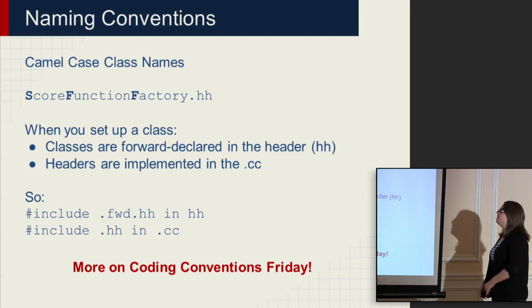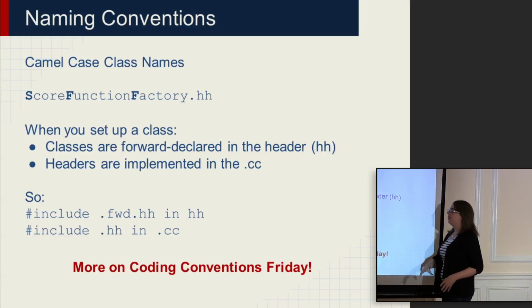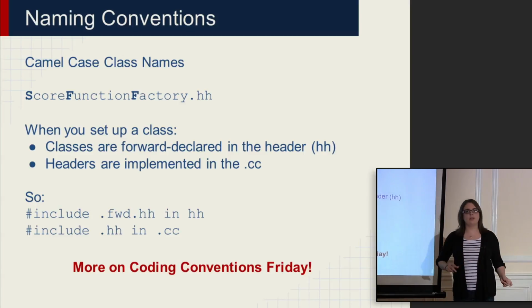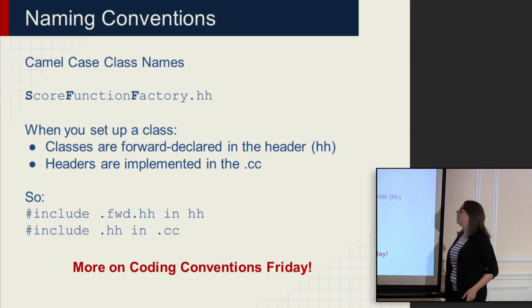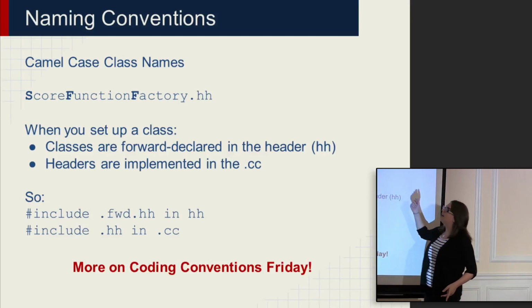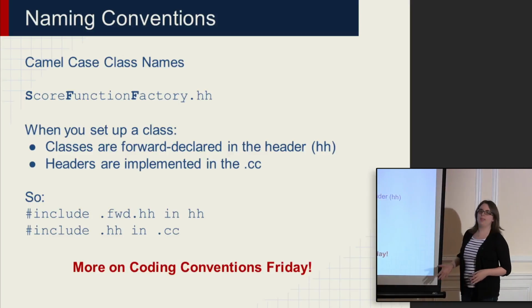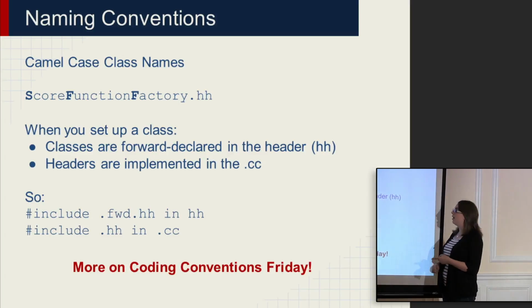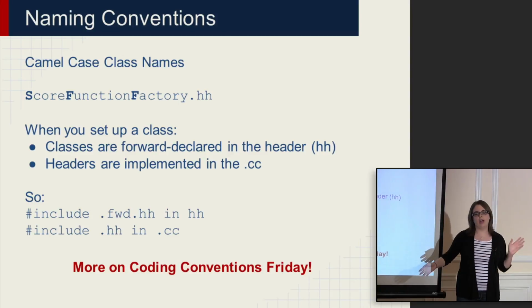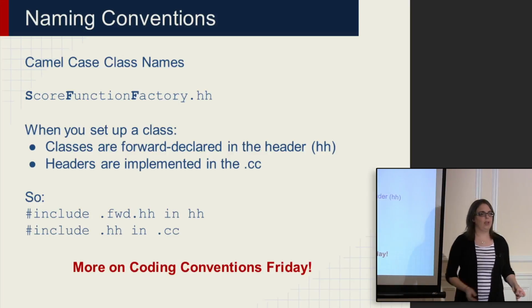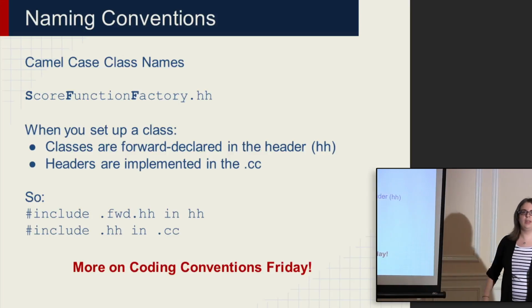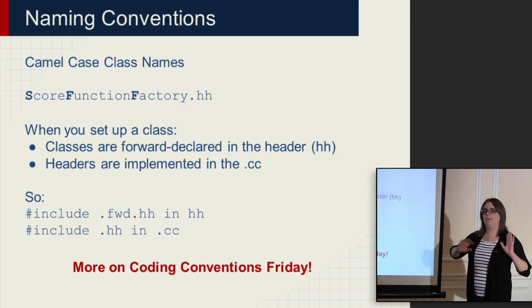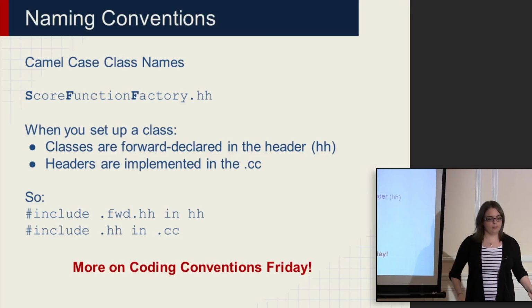Another thing to know about is naming conventions. When we create new class files in Rosetta, we always name them camel case, so uppercase letters for each of the words. And then, as we talked about earlier, when you set up a class, it's always really important that you set up a forward header, which is declared in the header file, and then that class will get implemented in the CC file. That's a pattern that you'll find a lot, or should always find, when you're working with classes in Rosetta. And these are just a little bit of the coding conventions, but we'll be talking about them throughout the week.